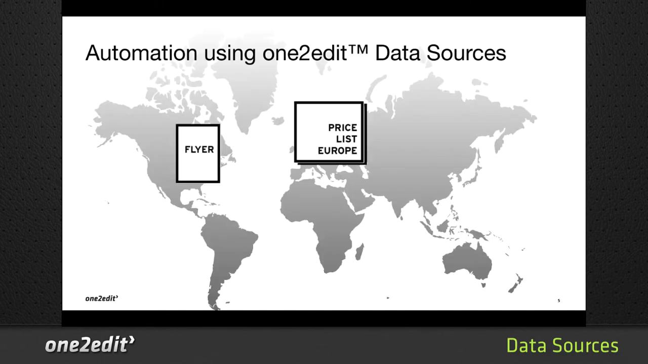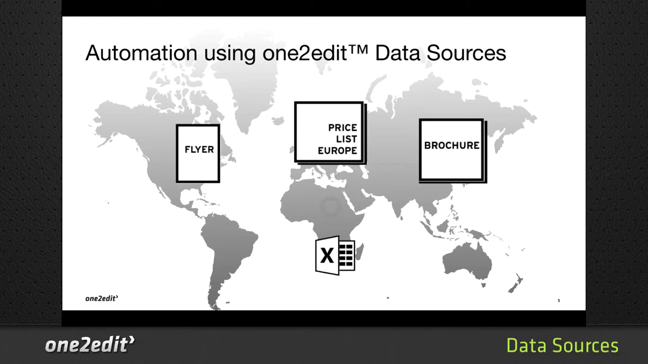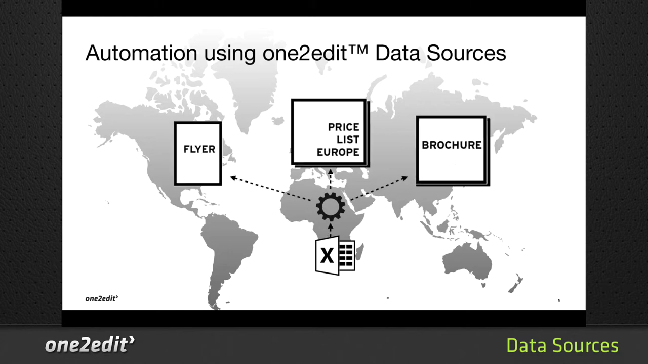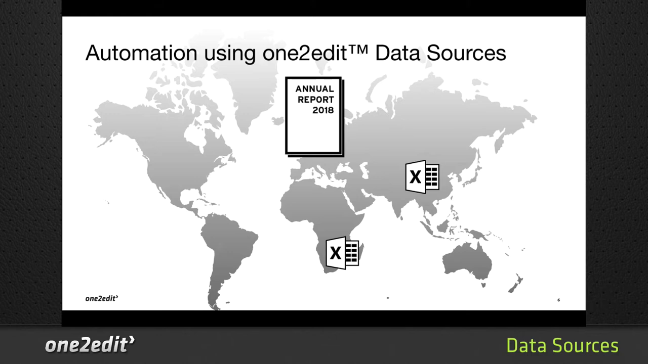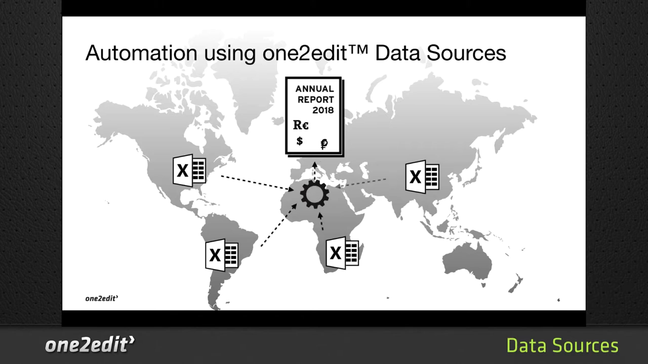The way that one2edit data sources can help is by automating the manual procedures. Updates to the source data are automatically pushed to all relevant documents. This allows for a so-called single source of truth to be used for data across a diverse selection of collateral. In addition, multiple sources can be used for single documents. For example, if you have figures coming from multiple regions, that must all be collated into a single document.